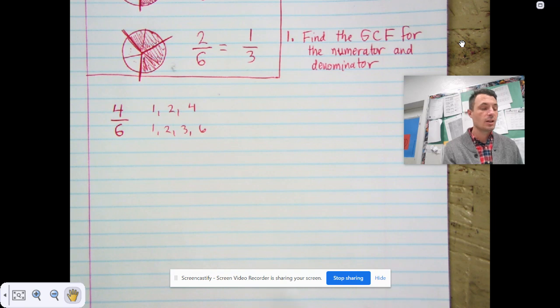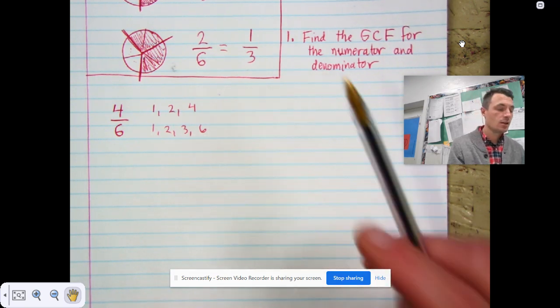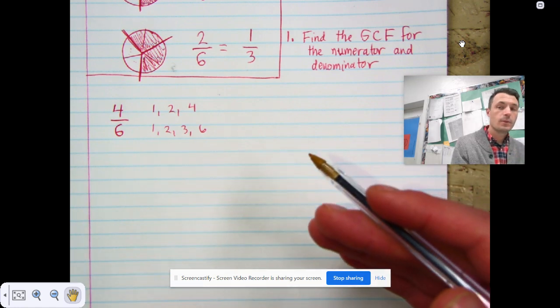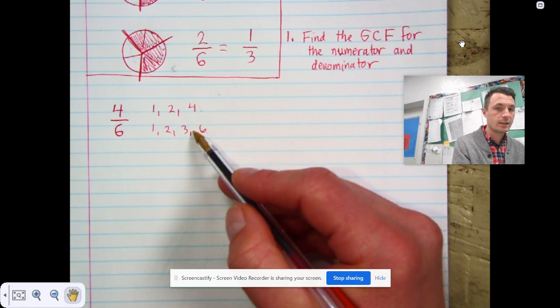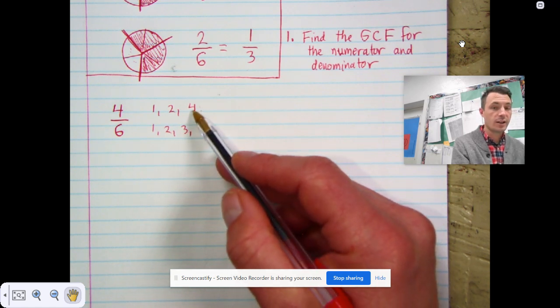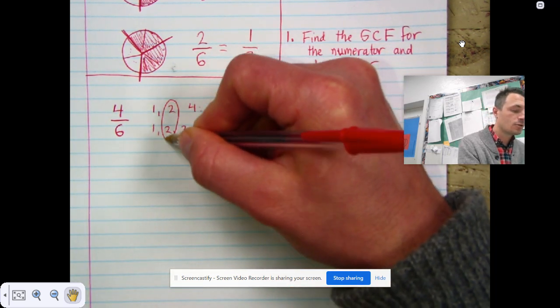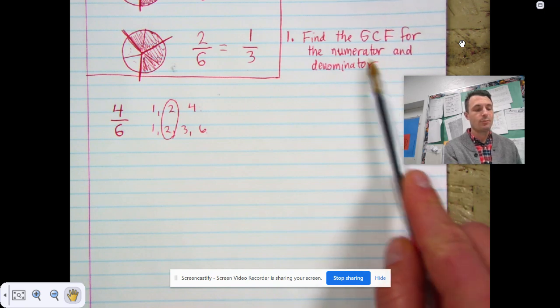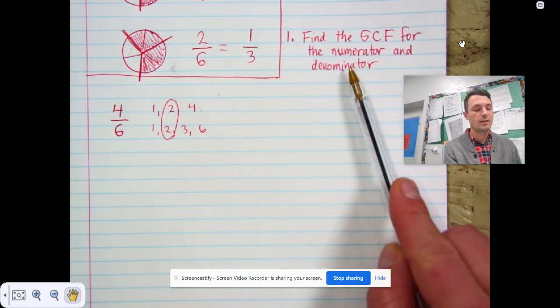The word common means both lists have it, or it's in both lists. The biggest number is 6, but that's not in this list. Then we have 4, but that's not in this list. 3 is one of the larger numbers, but it's not in this list. The biggest number that's in both lists is 2. So we just did step 1, which is find the GCF for the numerator and denominator.